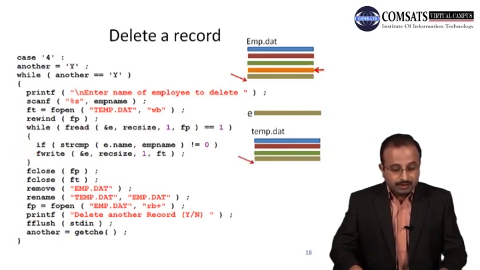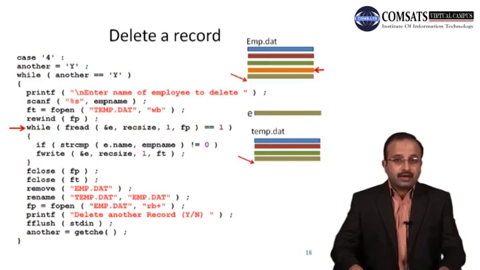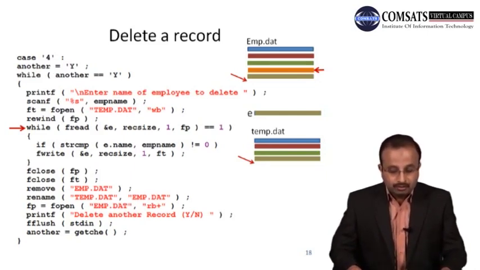Now it comes to the while loop again, its condition will be evaluated. First it will read, try to read a record, but it didn't find any record because fp points to the end of the file, right? So fread returns a non-1 value, it returns 0 because it hasn't read any record. So 0 equals 1, the condition is false, so it comes outside the while loop.